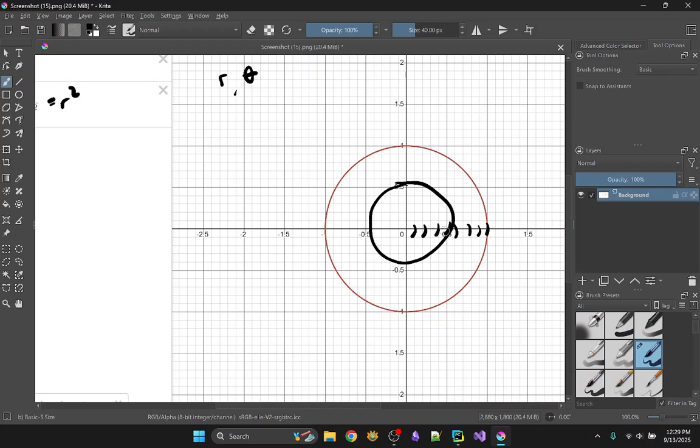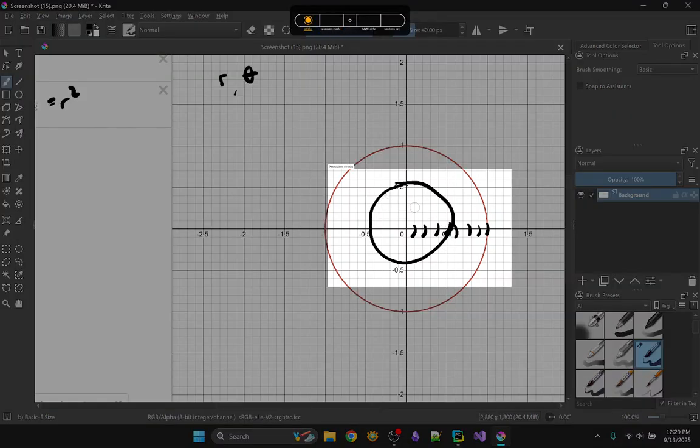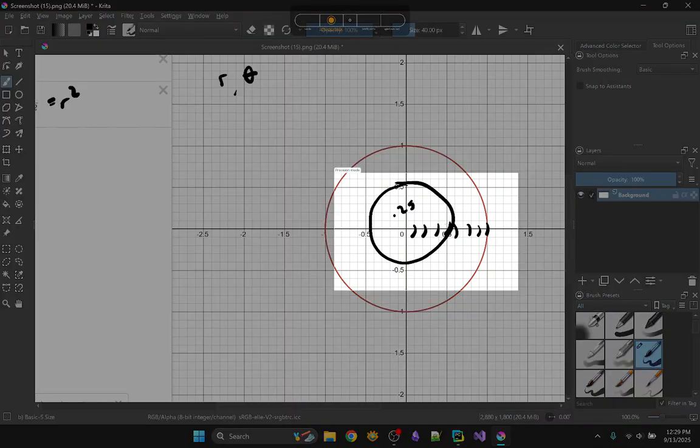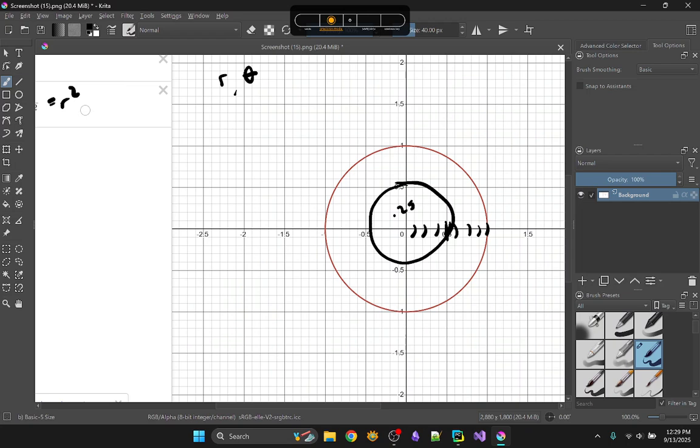And that makes sense because this area, I said it was 0.5 earlier, but this area is actually about a quarter of the area of the whole circle. And that's this radius, which is 0.5 squared. So that kind of tracks.